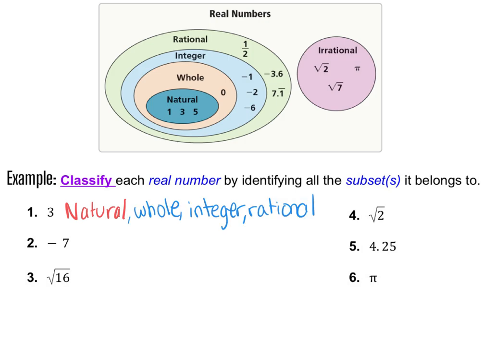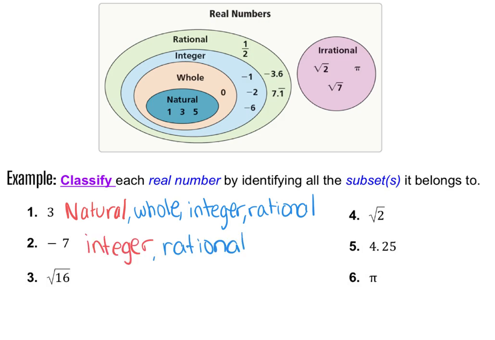For the number -7, because now we are saying it's a negative number, we cannot call that a natural because natural is the counting numbers. It cannot be a whole number because the whole numbers just include 0 and the natural numbers. Now, the negative means it's an integer, and because it's an integer, it's also a part of the bigger circle, rationals.